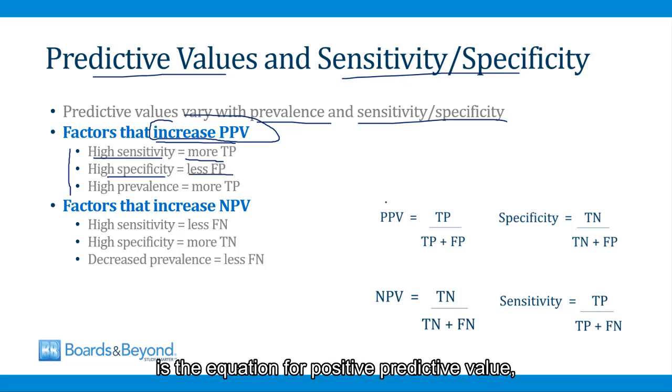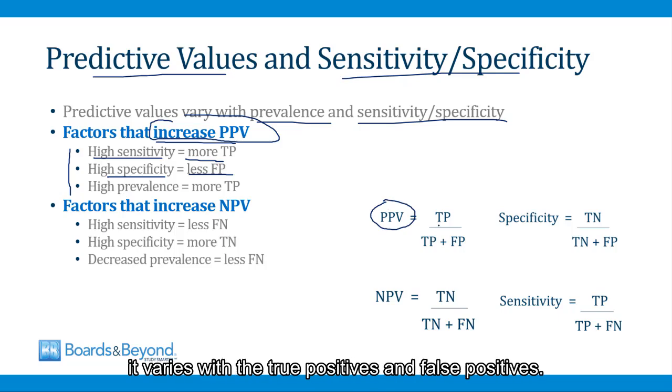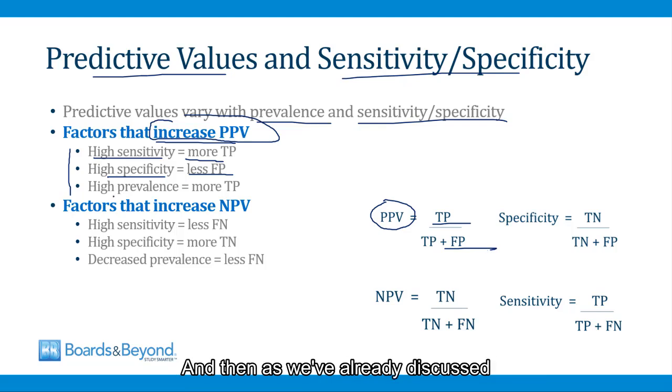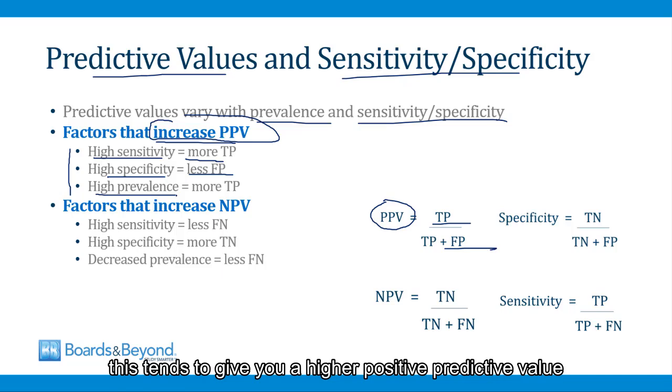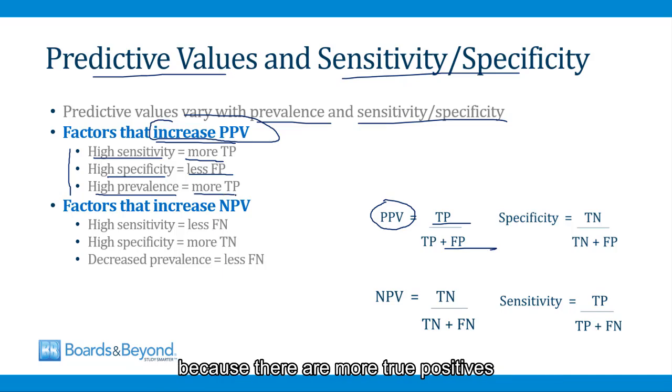And shown over here is the equation for positive predictive value. It varies with the true positives and false positives. And then, as we've already discussed, when there's a high disease prevalence, this tends to give you a higher positive predictive value because there are more true positives in the population that you're testing.